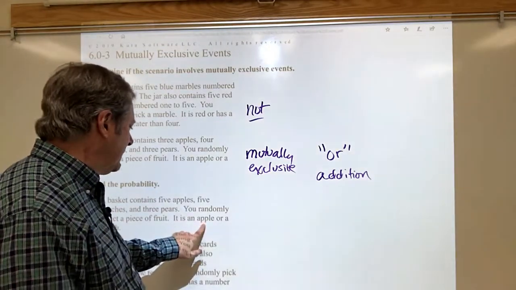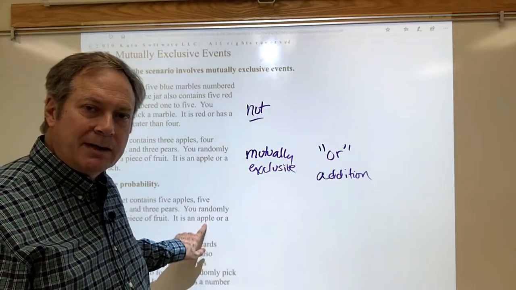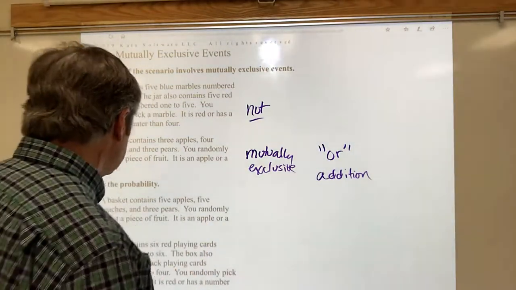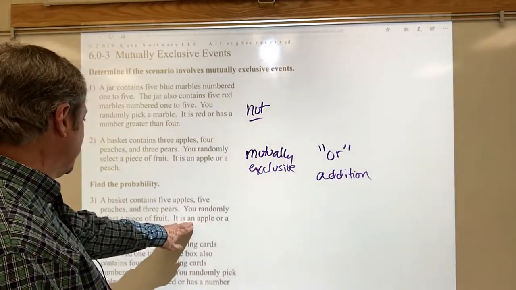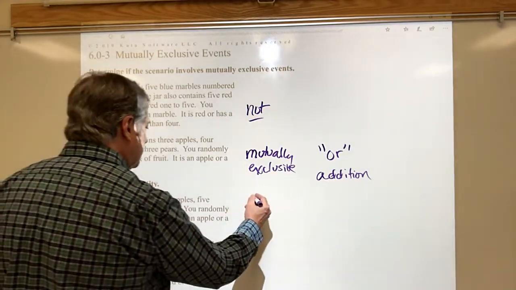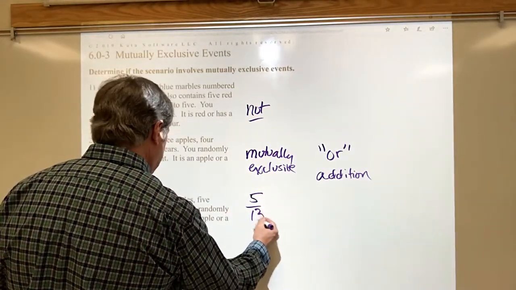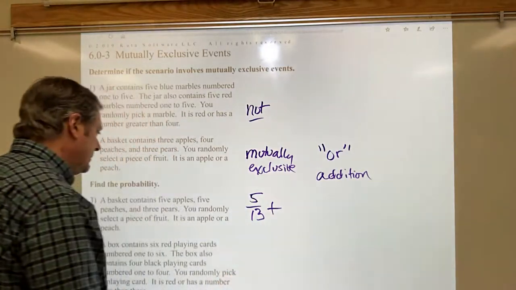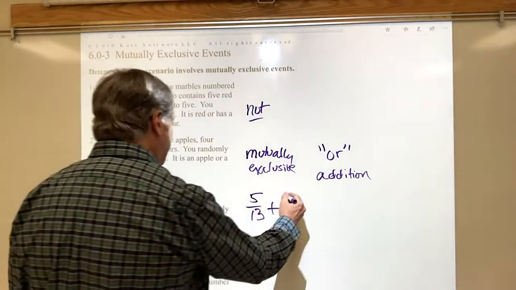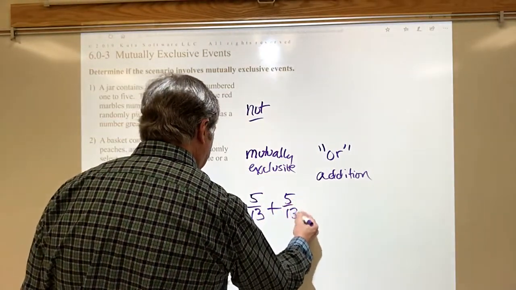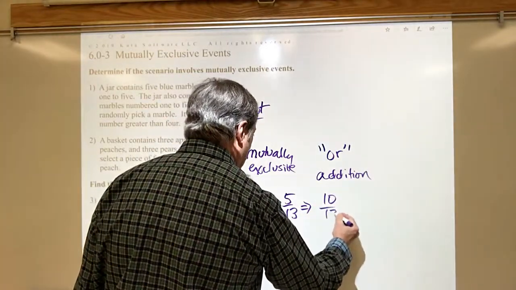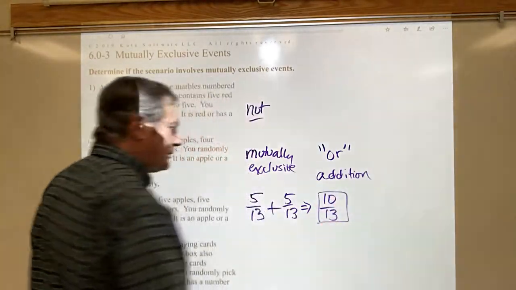So first of all, decide, is this mutually exclusive? Is there a way you could have an apple that's also a peach? No, that would be silly. So, all right, first of all, how many ways are there of getting an apple? Well, it's 5 out of 13 different pieces of fruit. Plus, or, how many ways are there of getting a peach? Well, there's 5 ways out of 13 of getting a peach also. So you add those together, and the probability of getting one or the other is 10 over 13.